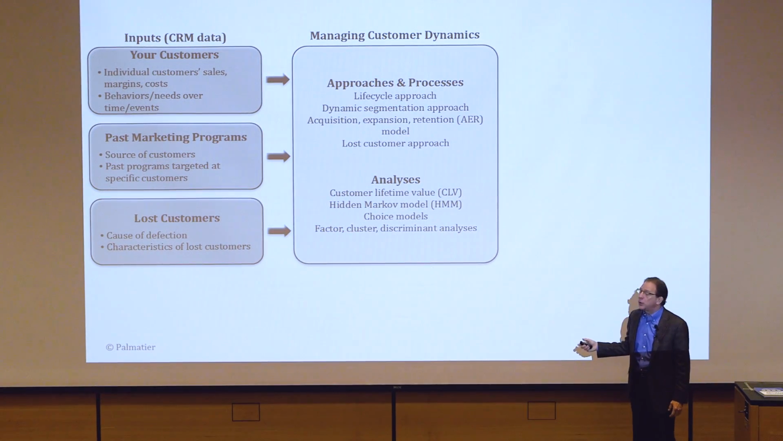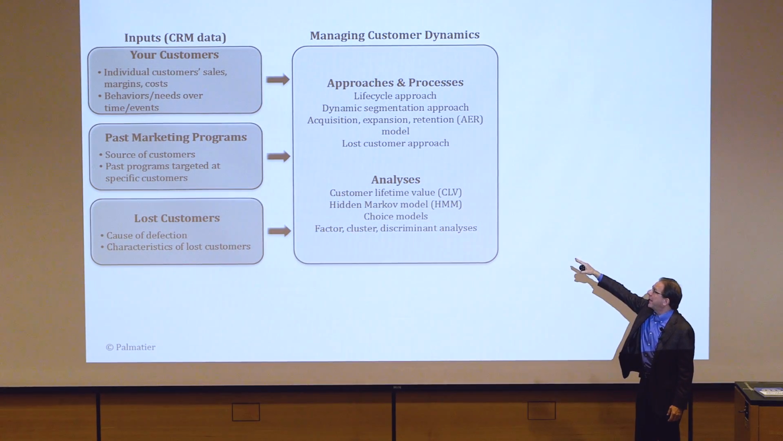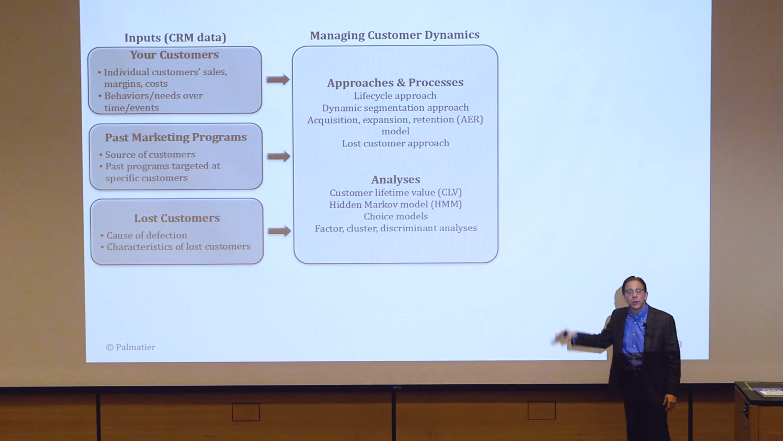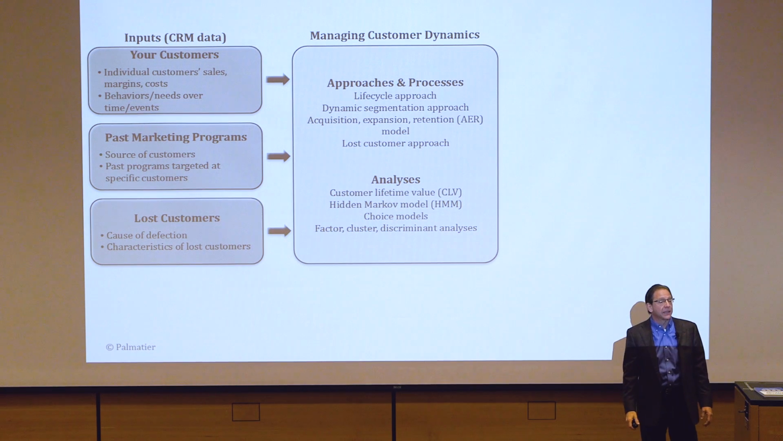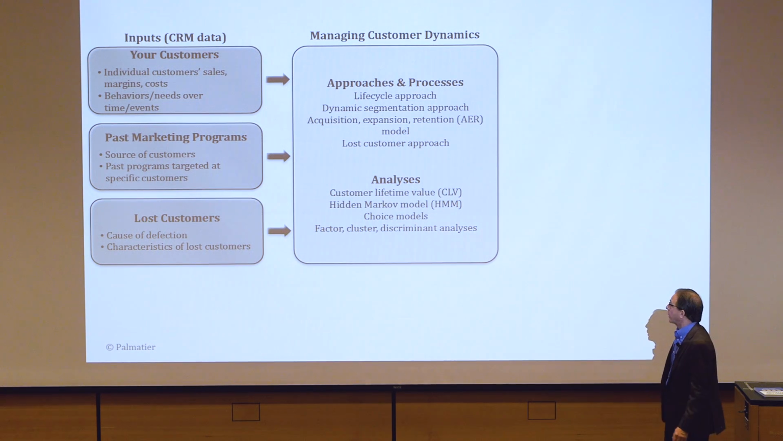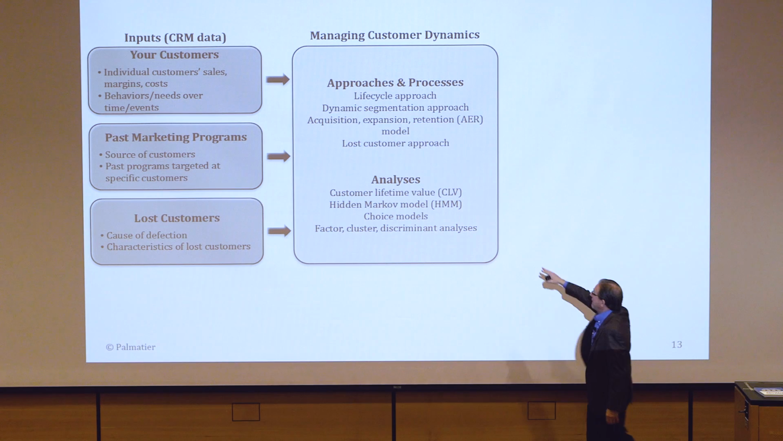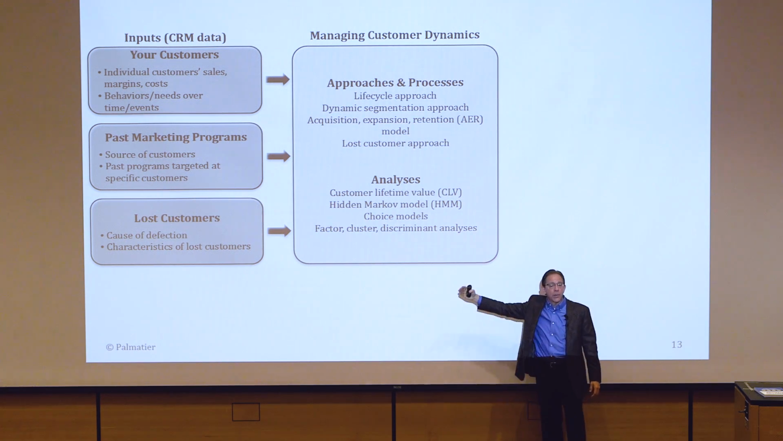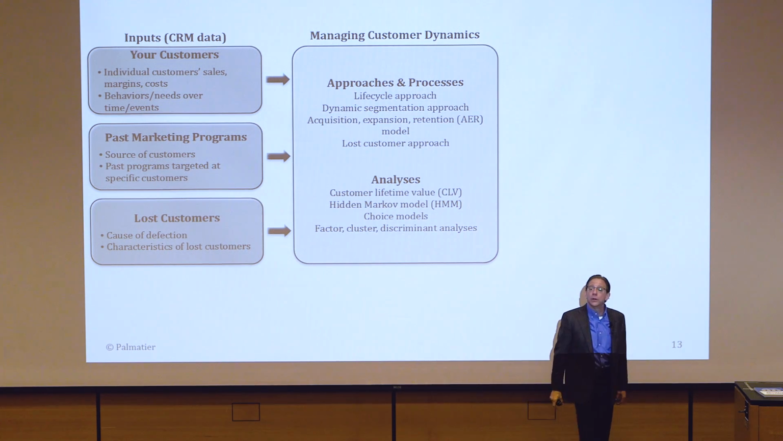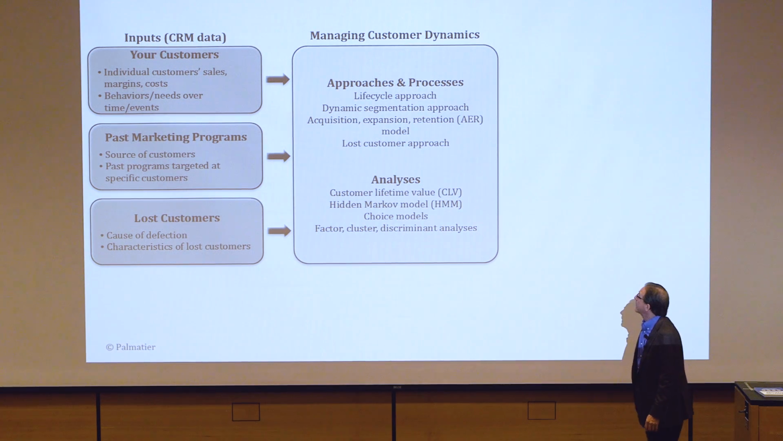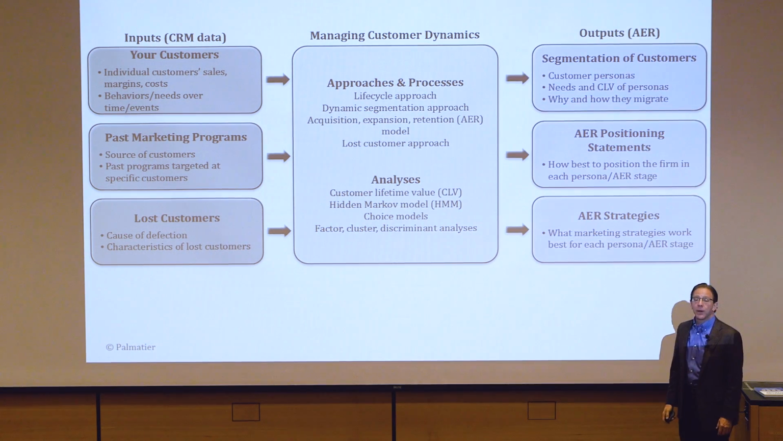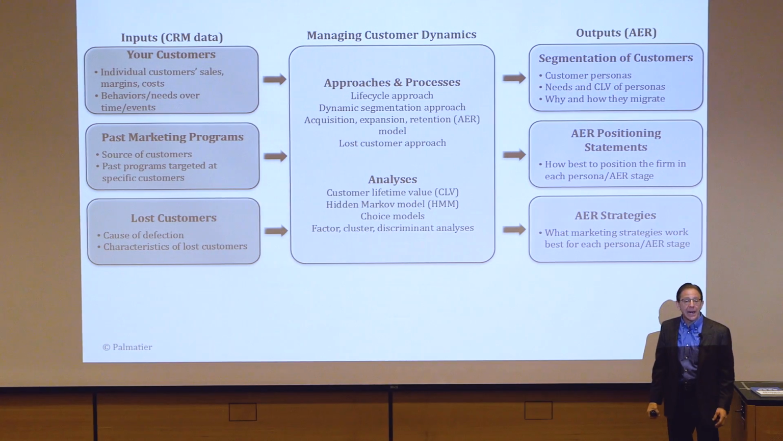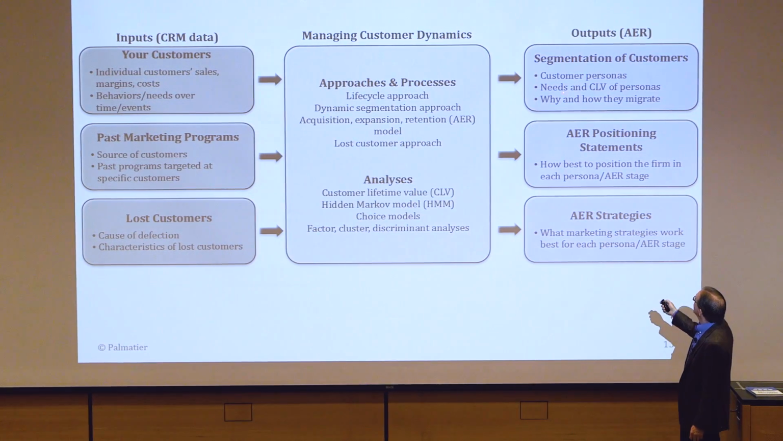Some of the analyses we do here: lifetime value, CLV, hidden Markov model, choice models, and we also look at factor, cluster, discriminant, and classification analysis, just like we do at Market Principle 1. A lot of these techniques can be used in more than one market principle. Some of them are best suited for one of them, and we'll go through that as time goes on. So what do we get out of this framework? If we know how to manage customer dynamics, we get 3 outcomes.